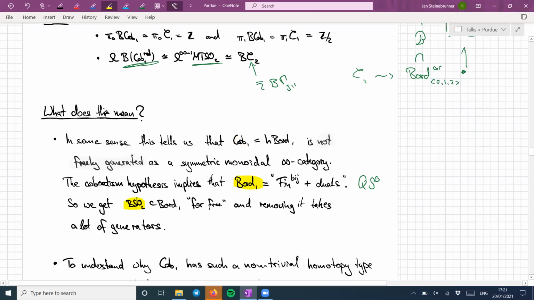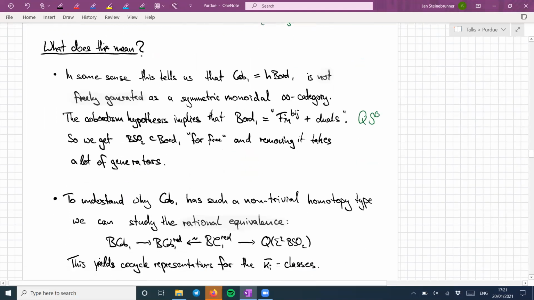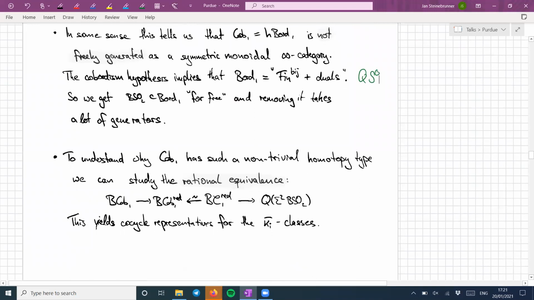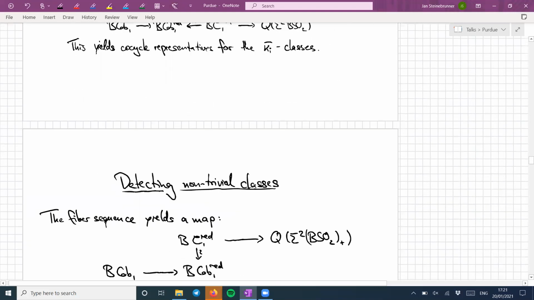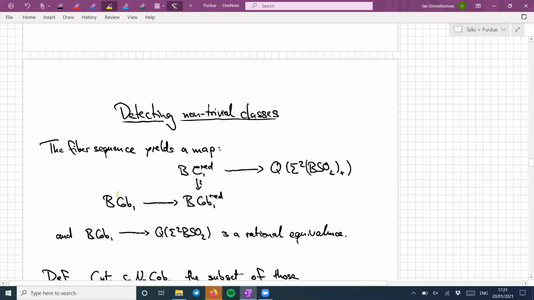Maybe a far more down-to-earth way of getting at these kappa I and understanding what's going on is to look at this equivalence that we have and extract a concrete map from it. So from BCOP1, actually, let me go to the next page. We had these fiber sequences. Maybe I'll just draw them in. There was another fiber sequence here.